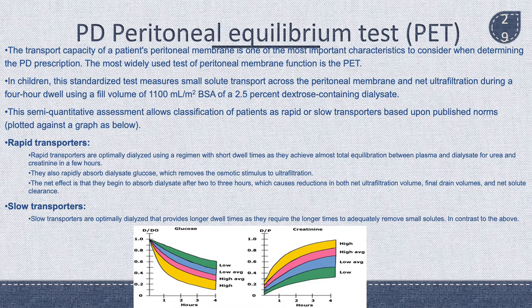They also rapidly absorb dialysate glucose, which removes the osmotic stimulus to ultrafiltration. And thus the net effect is that they begin to absorb the dialysate after 2 to 3 hours, which causes a reduction in the net filtration volume, the final drain volume, and the net solute clearance. Whereas slow transporters are optimally dialyzed with longer dwell times, as they require the longer times to ideally remove the small solutes, which is in contrast to the above.